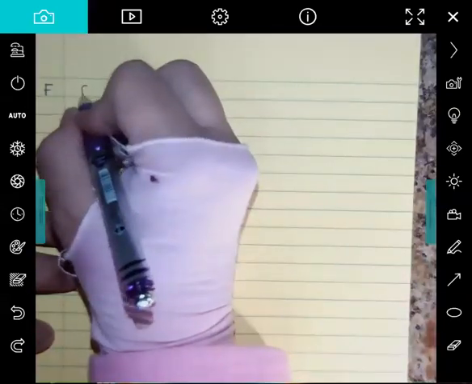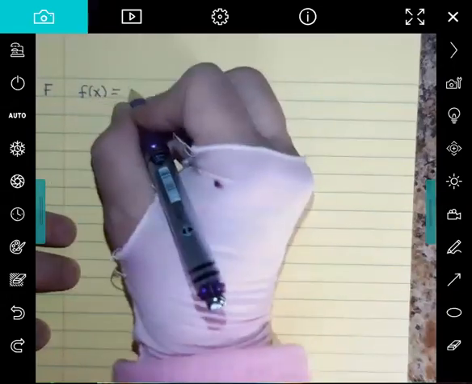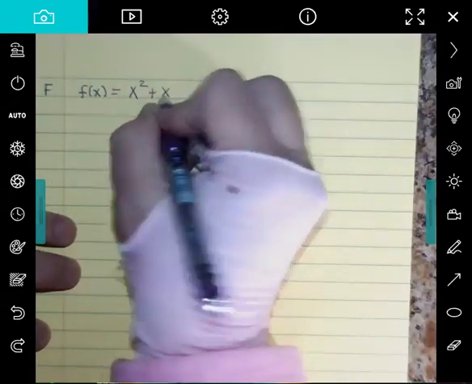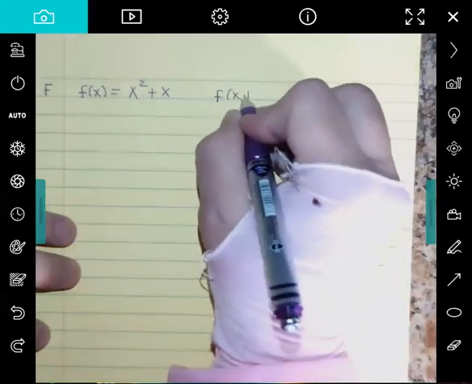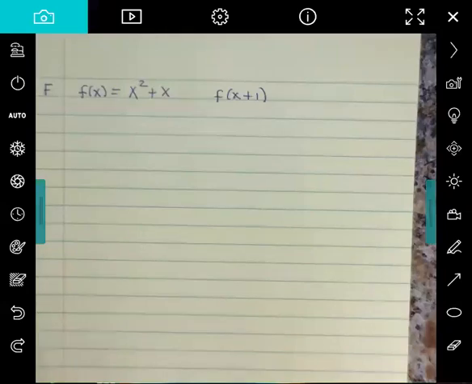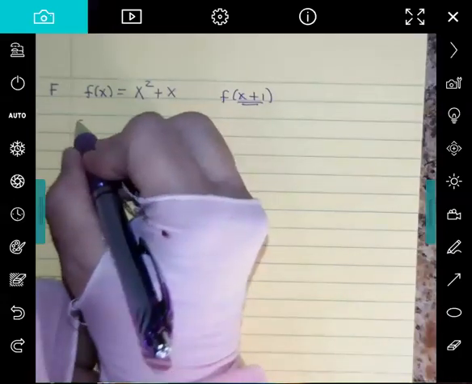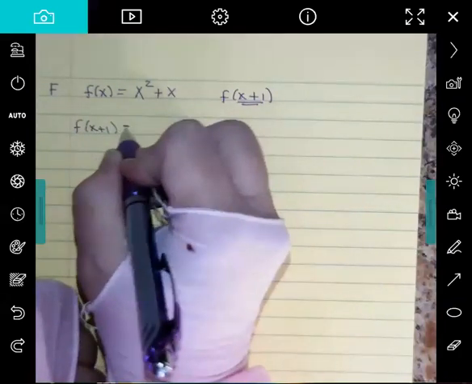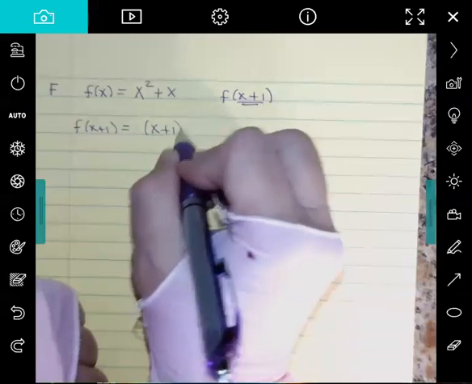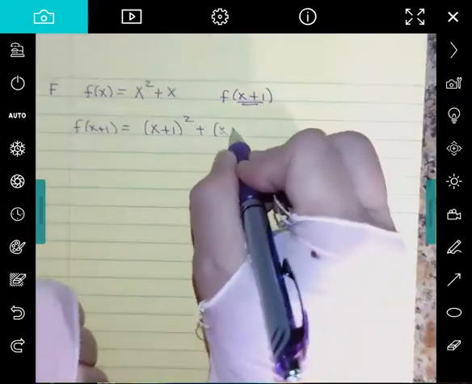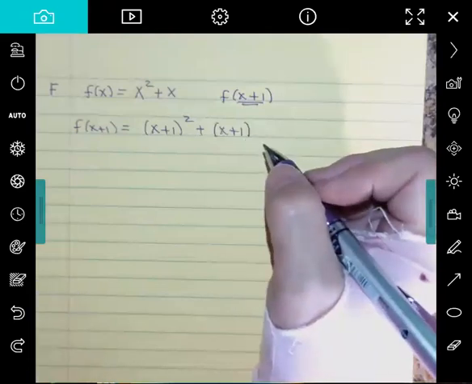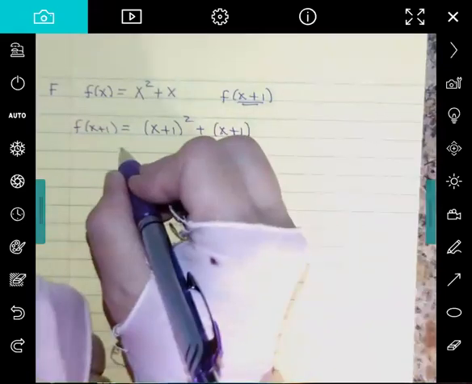Okay, let's look at F as in fish. Okay. My daughter is allergic to every type of fish. Every single one. F of x plus 1. Okay, so replace all x's with this, x plus 1. And then work it out.